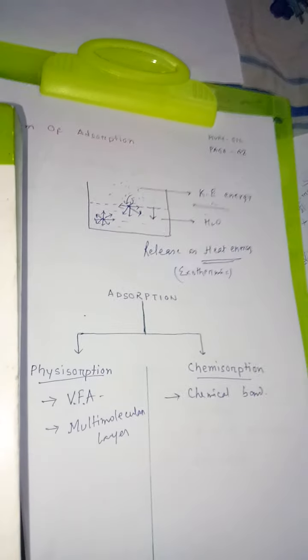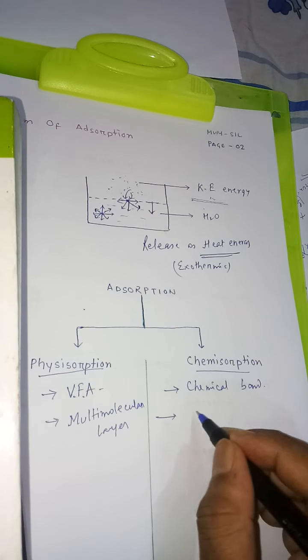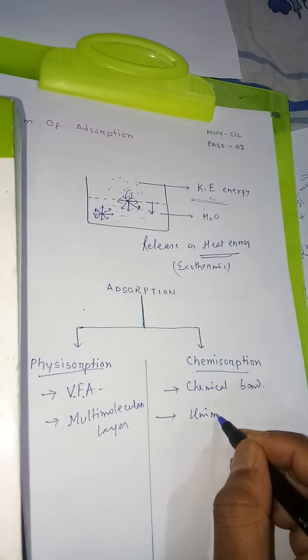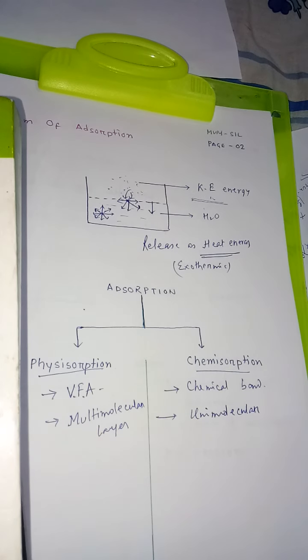Means one after another the layer is developed. In chemisorption, there is a unimolecular layer. So what is unimolecular? It means one chemical bond; if it is not broken, then another will not form. But in physisorption, one layer after another can develop.